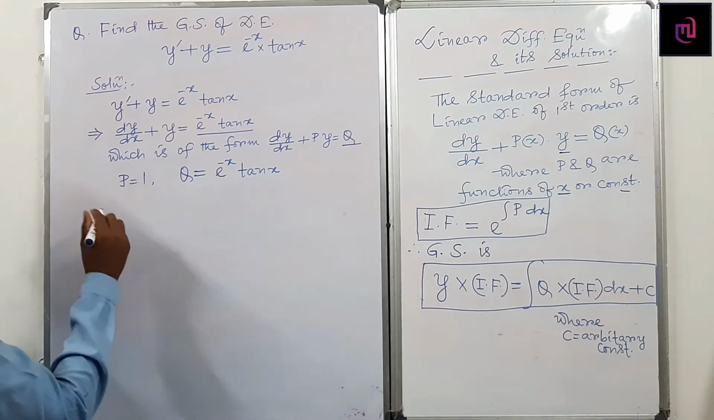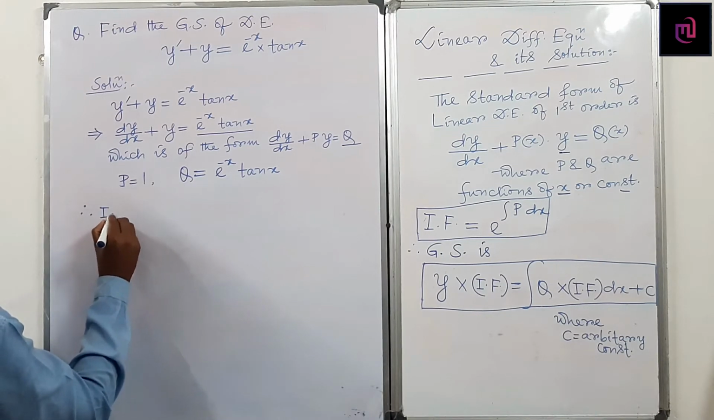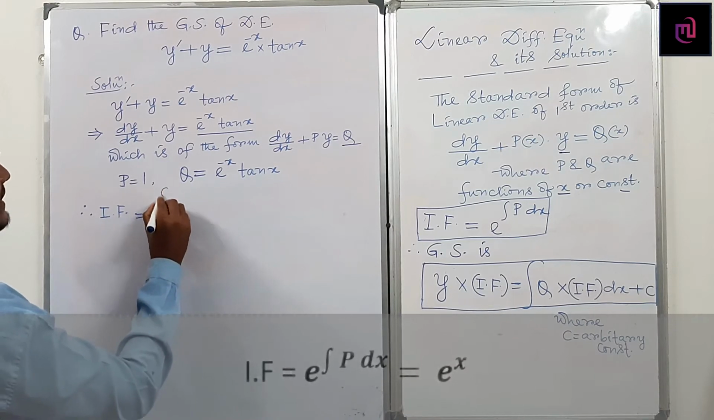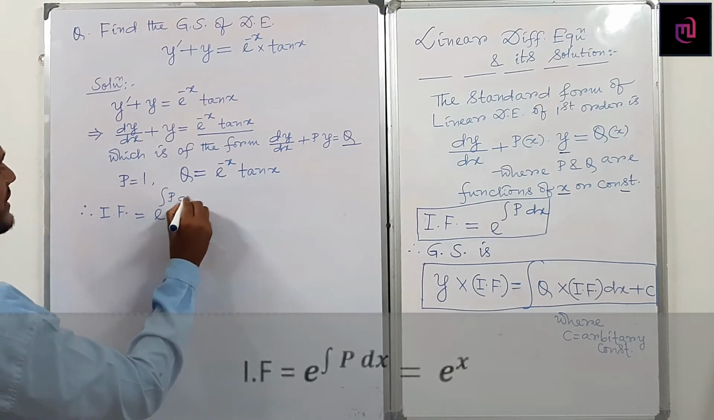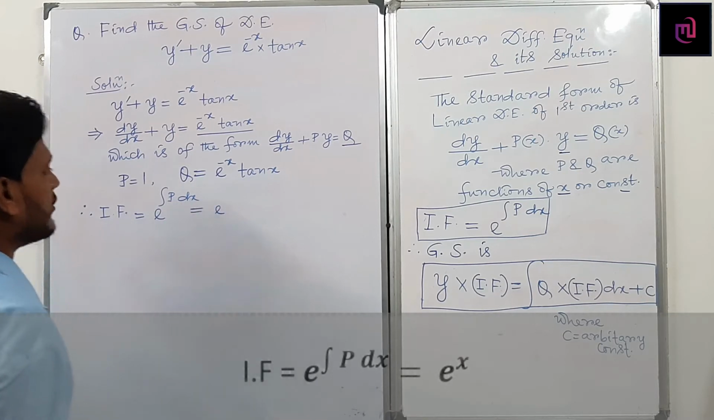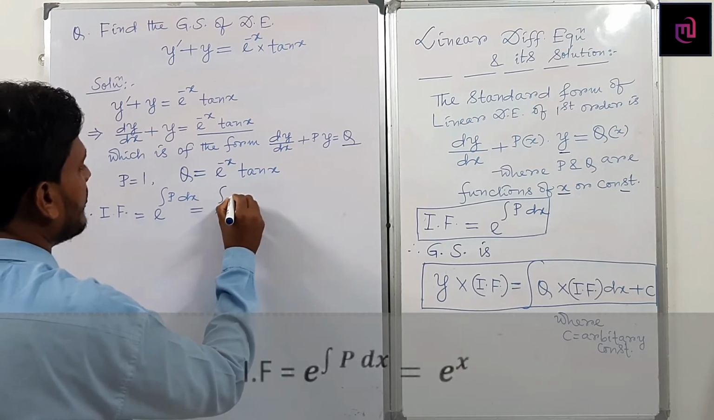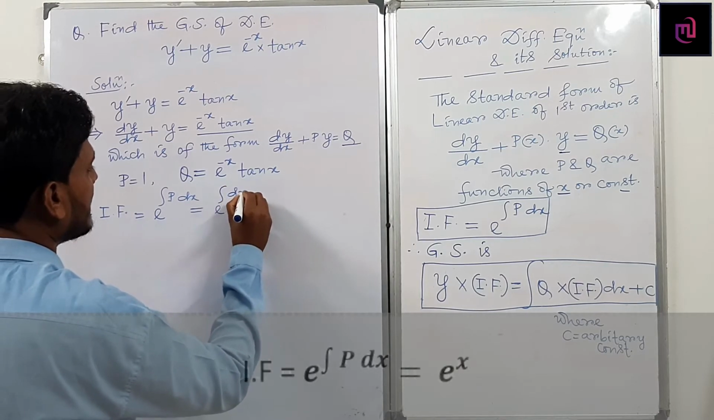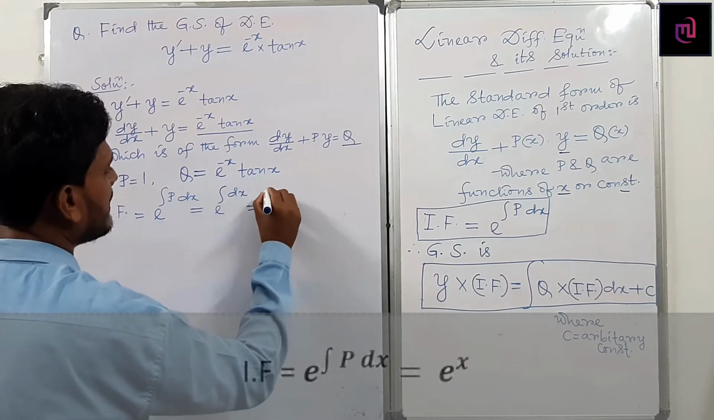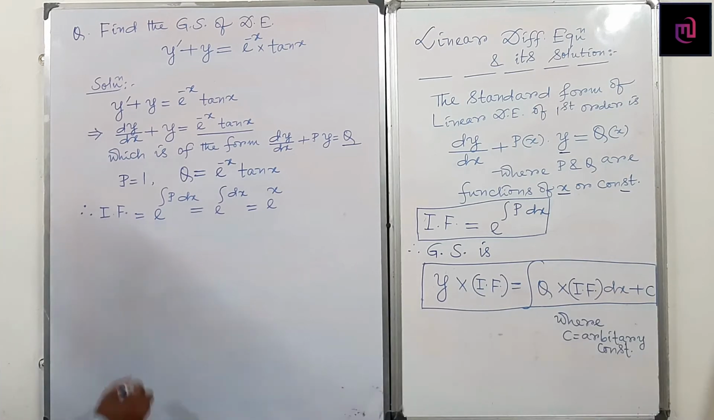So what is the integrating factor in this case? Therefore the integrating factor equals e to the power integration of P dx. What is P? P becomes 1. So 1 into dx, finally you can write dx. The integration of dx becomes x. Finally you can write this part, e to the power x.